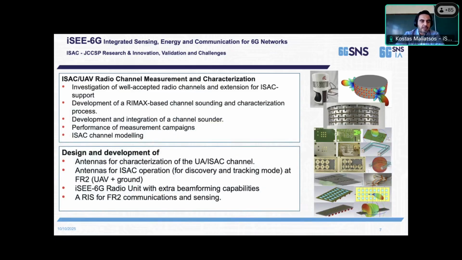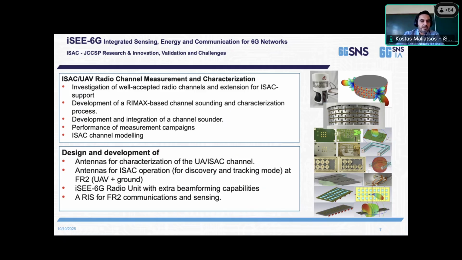We have developed a Remax-based channel sounding and characterization process that is also enriched with some learning features. We have developed three integrated channel sounder setups for measurement campaigns that are performed in FR1 and FR2, focusing on UAV and specifically on ISAC characterization, mainly for quasi-monostatic and bistatic setups. And then we investigate ISAC channel modeling.